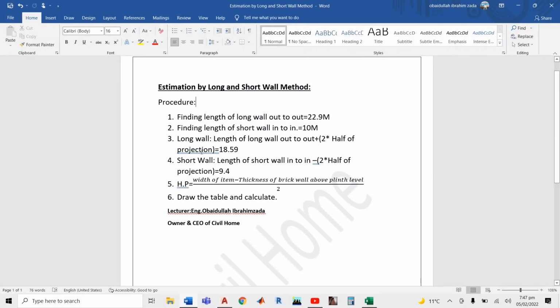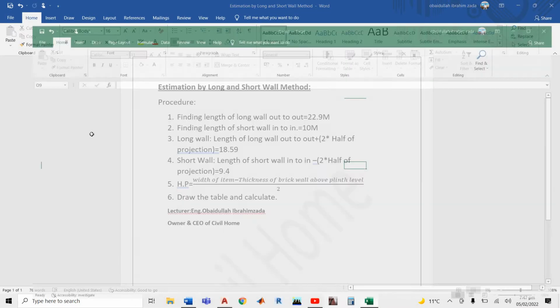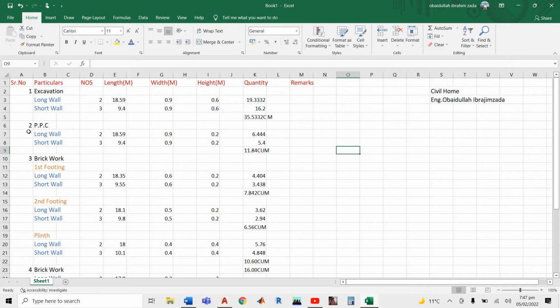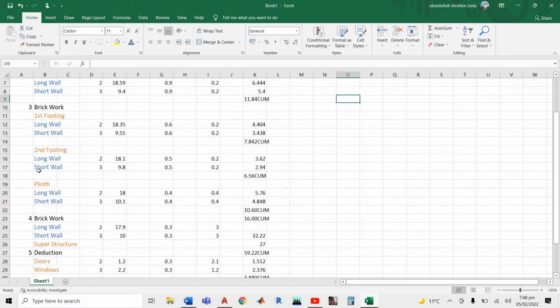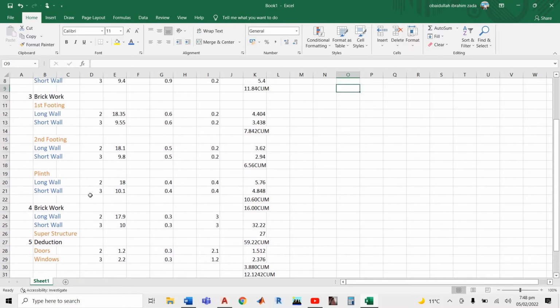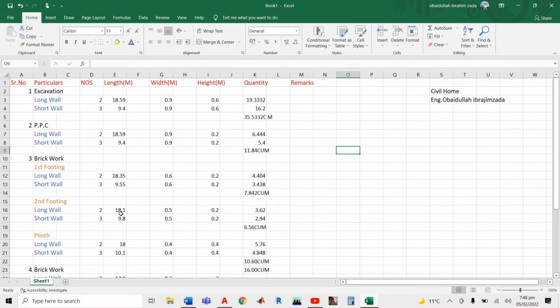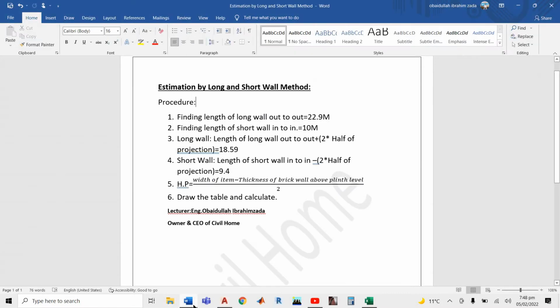Then how can we find the total long wall length? The total long wall length will differ for different particulars. For example, for excavation, for PPC, for brickwork, for superstructure, the length will be different for all of them. So how can we find the total long wall length? Just take the length of the long wall out to out that we found, plus 2 multiplied by half of projection. What is half of projection?